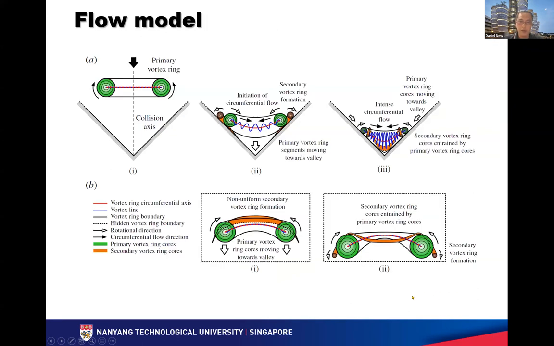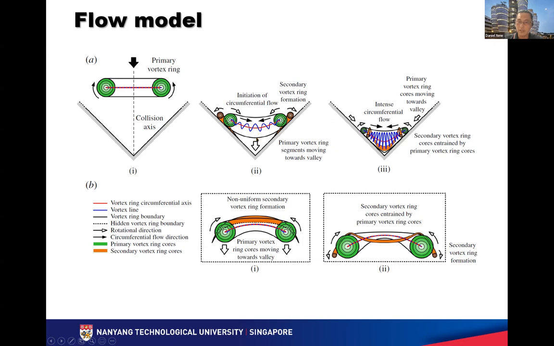Based on our interpretation, which derives from the visualizations obtained along the V wall as well as along the orthogonal plane, we came up with this flow model. When the primary vortex ring moves towards a V wall and collides with it, we see the usual formation of the secondary vortex rings. But because of the shape of the V wall, it kicks off a series of circumferential flow along the vortex ring filament.